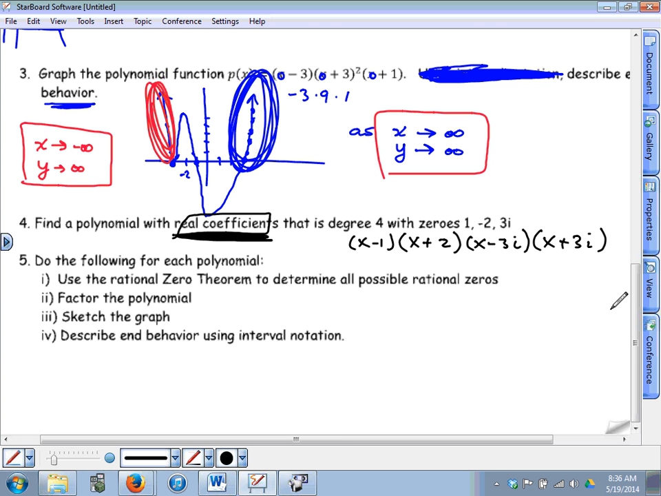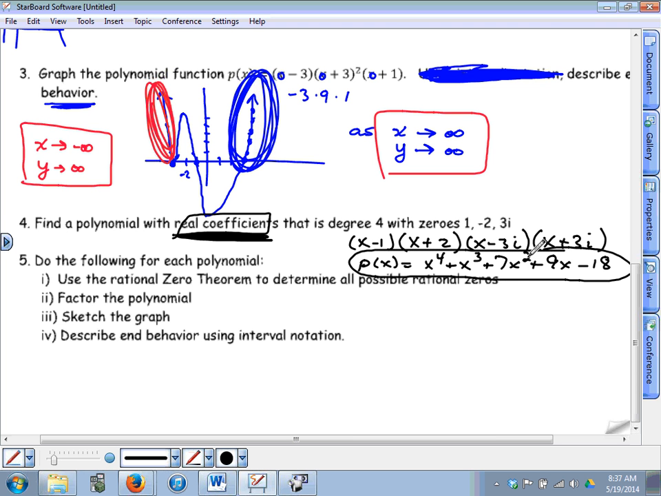Now, this piece here, real coefficients, that means you have to multiply it all out and write it as a polynomial that doesn't have any i's in it. So you got to multiply this all together. For sake of time, I'm not going to go through the whole process. You guys know what to do, right? This would turn out to be p of x equals x to the 4th plus x to the 3rd plus 7x squared plus 9x minus 18. That's what it would look like all multiplied out.